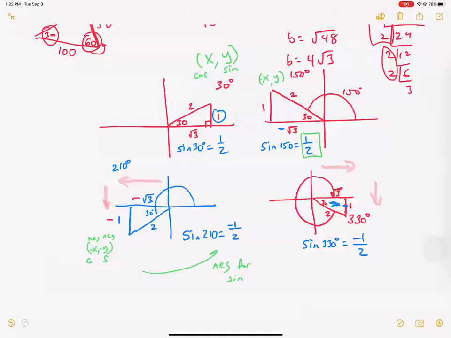And then one more. In quadrant 4, we said x's are positive. We went to the right, but y's are always going to be negative in quadrant 4. And we see that the sine is negative here.